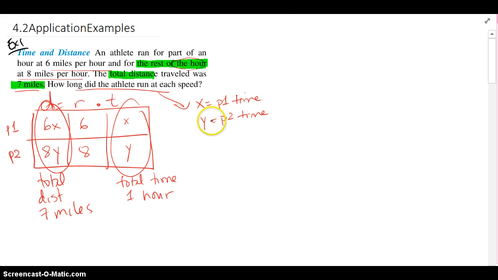Remember, if I have two unknowns, I better have two equations. Equation 1 is the total time equation, x plus y is equal to 1 hour. And equation 2, 6x plus 8y equals 7 miles, is the distance equation. Then I can go solving this whatever method I want.